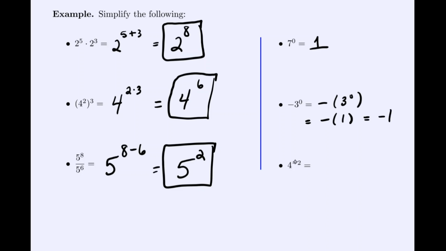Here we've got 4 to a negative power. We know we can rewrite any base to a negative exponent by 1 over that base to the positive version of the exponent.